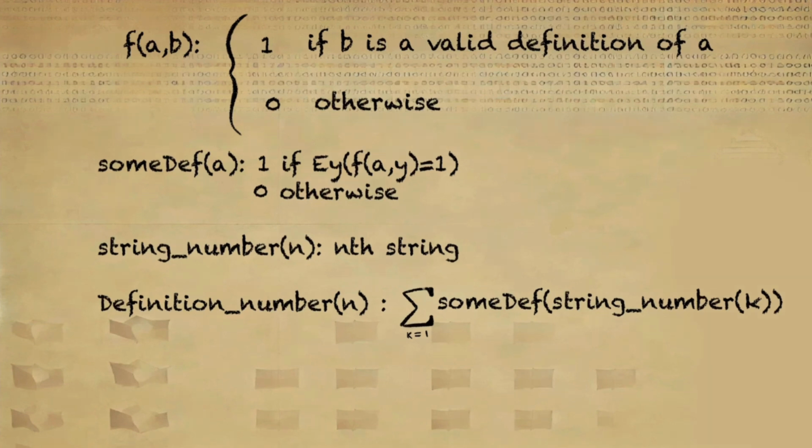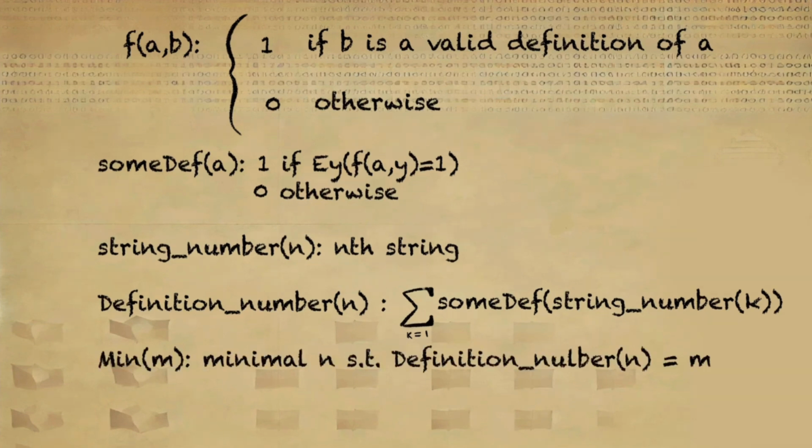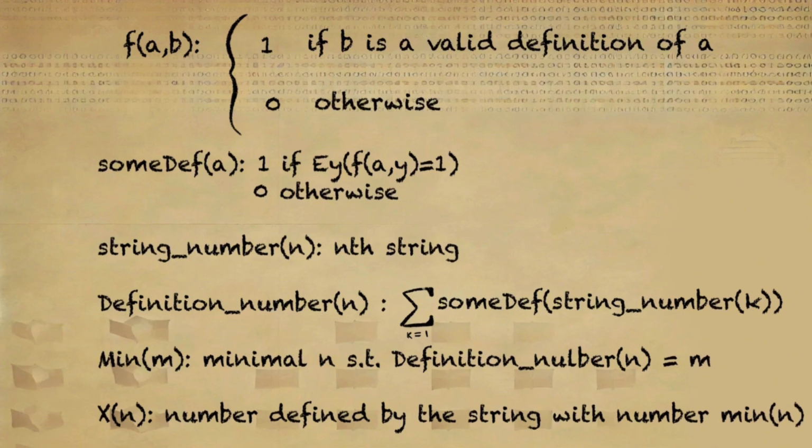Then, T define min n to be the minimal m such that definition number m equals n. So min n is the string number of the nth valid definition. Finally, define xn to be the real number T defined by the string with number min n. If you want to pause, write this down and have a look, feel free. If you haven't followed, don't worry.